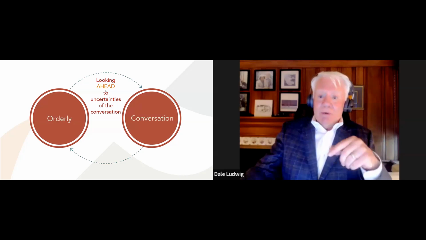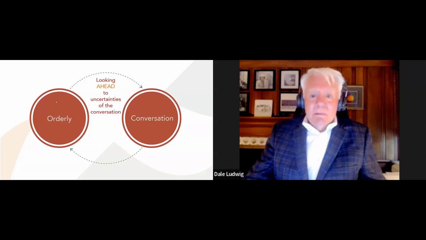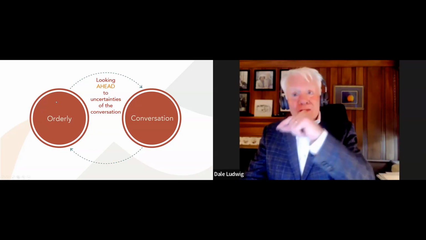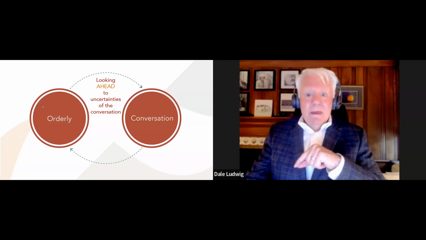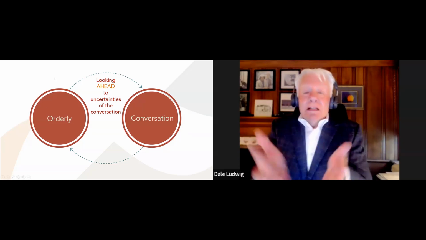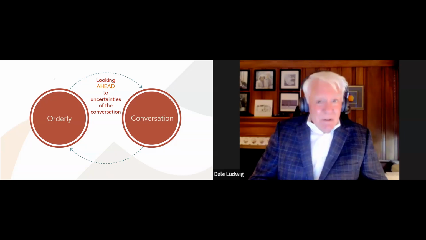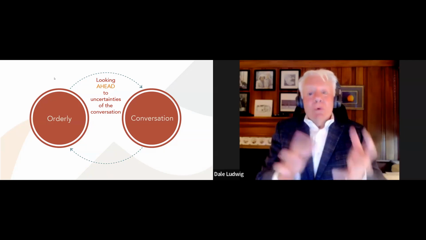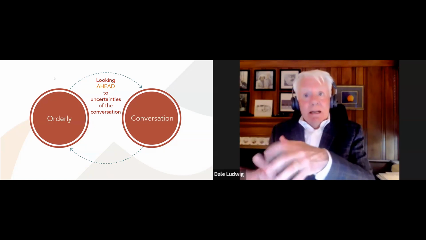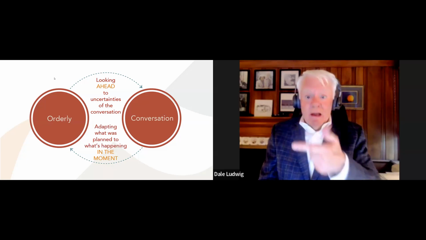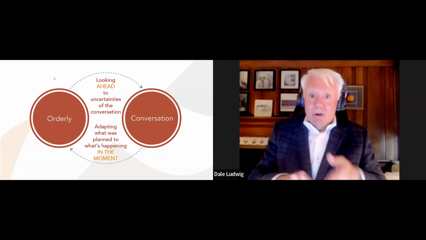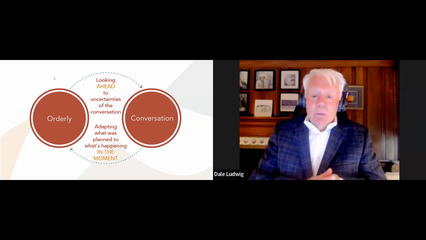Because when you think about how this process works, during the preparation part, you're always looking ahead to the uncertainties of the conversation, because you never know, as you've already said in chat, how people are going to react. You don't know how focused they're going to be. You don't know how interested they're going to be. And so you've got to do all you can to adapt in the moment to that perspective, which means as the conversation goes forth, you're adapting what was planned to what's happening in the moment.